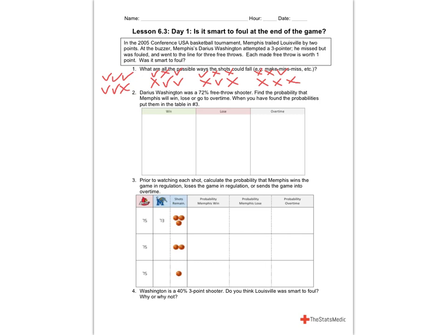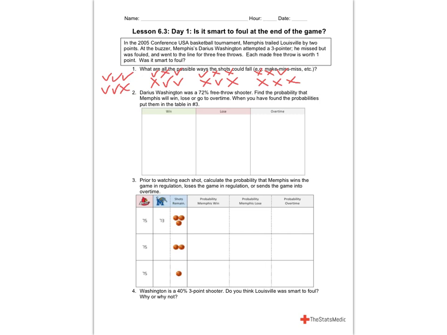Now let's learn a little bit more about Darius Washington. He was a 72% free throw shooter. Find the probability that Memphis will win, lose, or go to overtime. When you have found the probabilities, put them in the table in number 3. Again, he was attempting a three-pointer, and Memphis was trailing Louisville by 2 points. To win, he needed to make all 3 of them. To tie, and go to overtime, he would need to make 2 of them. And they would lose if he made 1 or less.